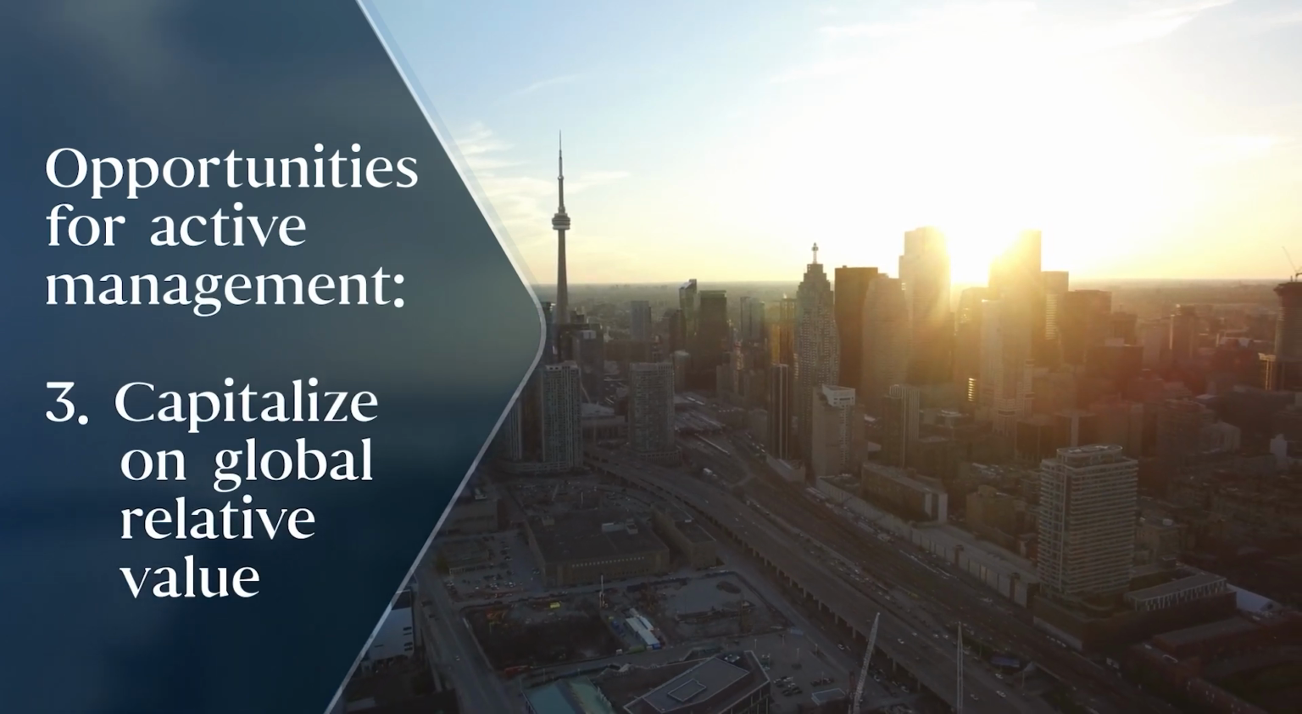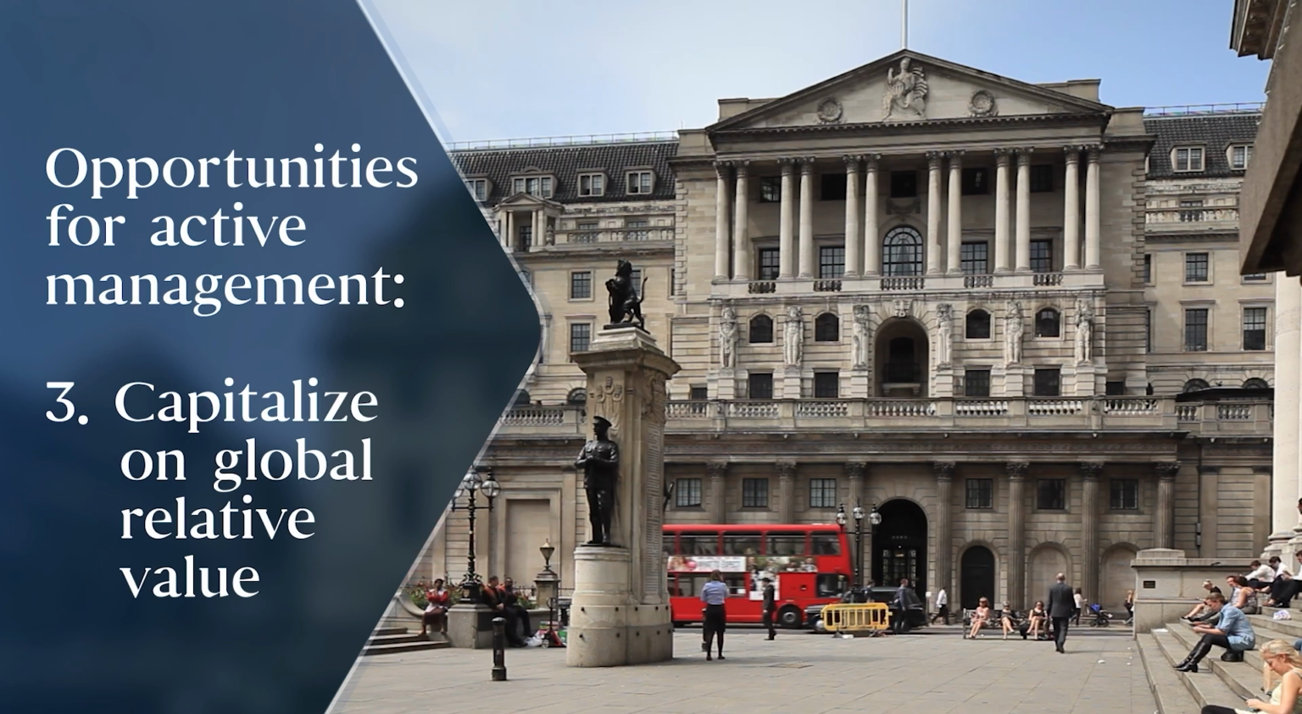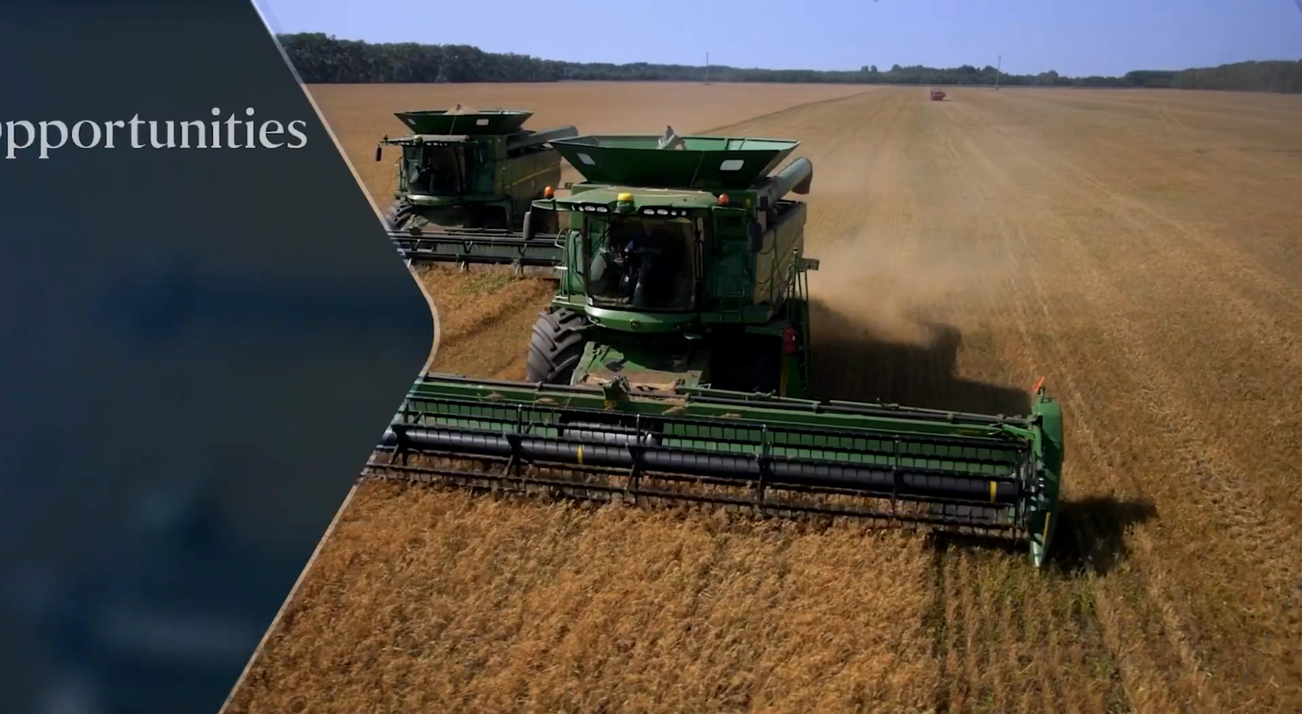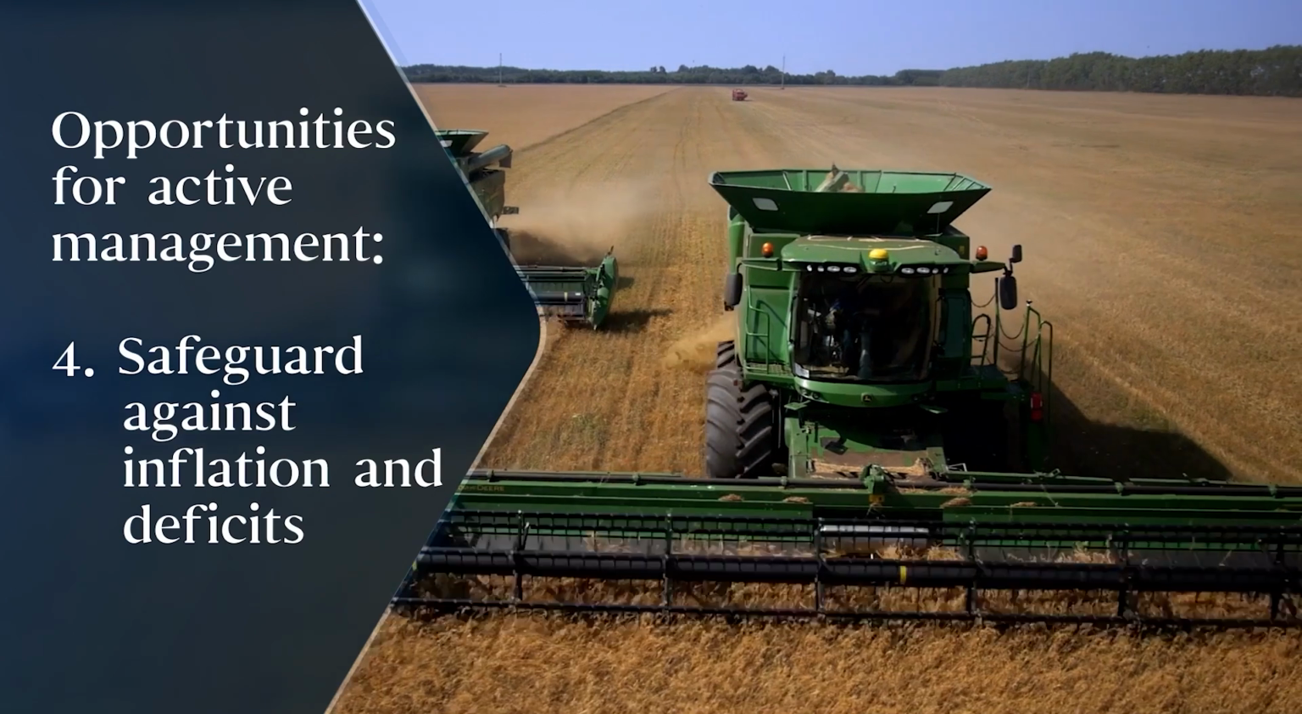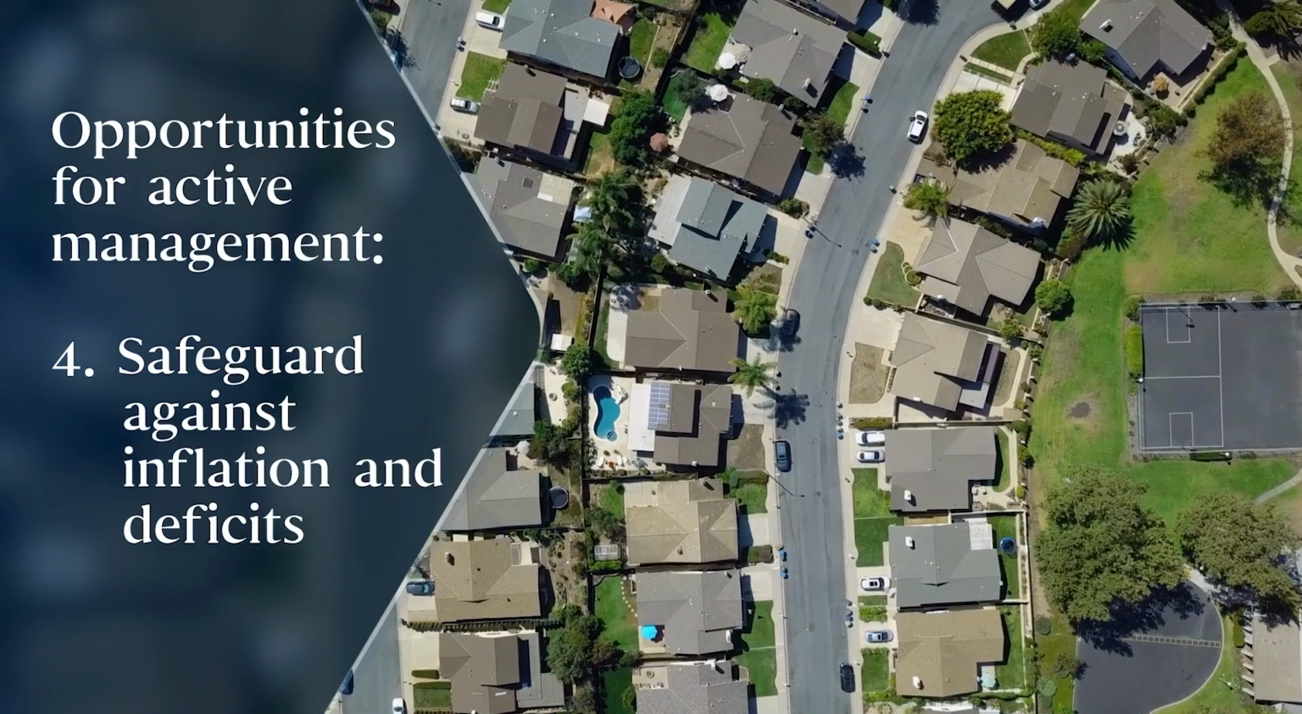The global relative value continues to play an important role. We like sovereign bonds in Canada, in UK, in Australia. Inflation as well as deficits continue to get reflected through TIPS in the portfolio.